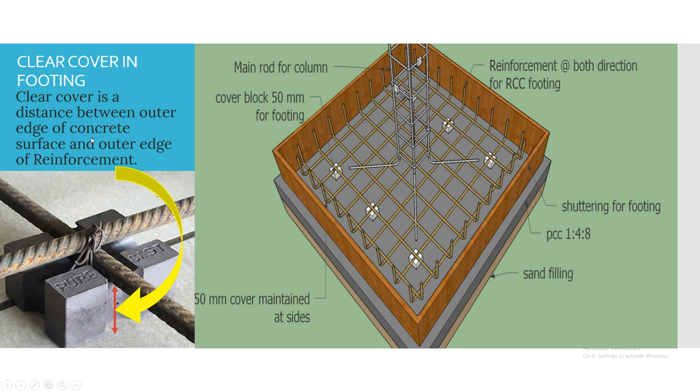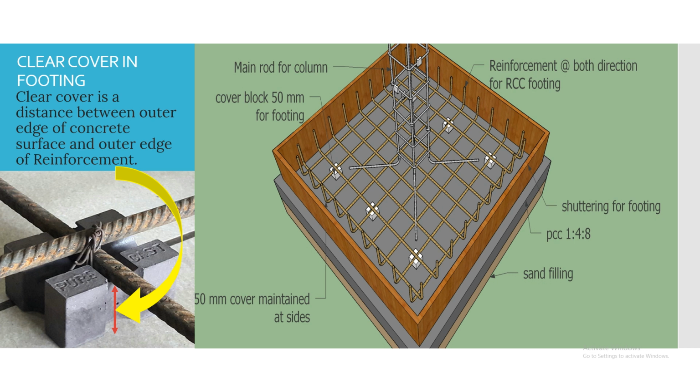You can simultaneously focus on the definition as well as the image shown on your screen. You see, the clear cover is a distance between the outer edge of concrete, this is the outer edge of the concrete surface, and the outer edge of the reinforcement, this is the outer edge of the reinforcement. Simply means what? Clear cover is the distance between the outer edge of concrete surface and the outer edge of the bar. It means it is the outer distance between bar and the concrete. That is nothing but your clear cover.